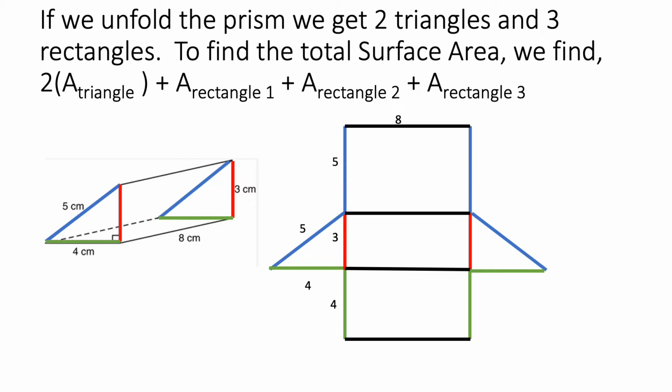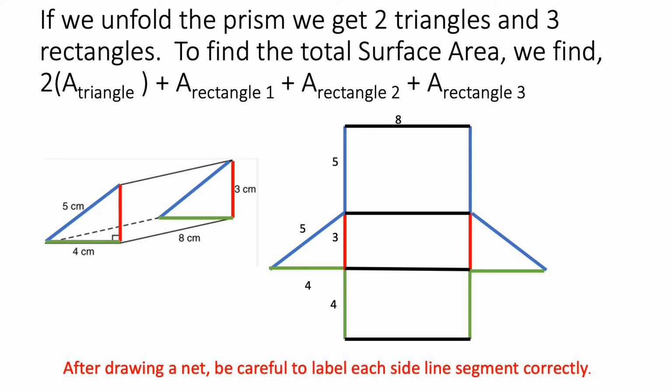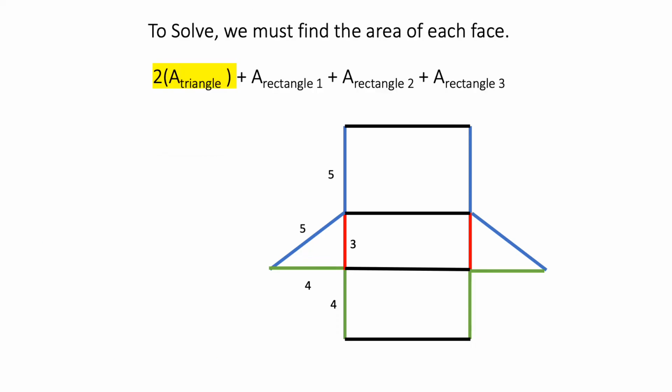We're then going to need to find the total surface area. So we'd need to find the area of the 2 triangles plus the area of rectangle 1, rectangle 2, and rectangle 3. Notice that this triangle is a scalene triangle, meaning that all 3 sides have a different measure, so all 3 rectangles will have a different area. After drawing the net, be careful to label each line segment exactly correctly, or you will multiply to get the wrong answers, so be careful to label correctly.